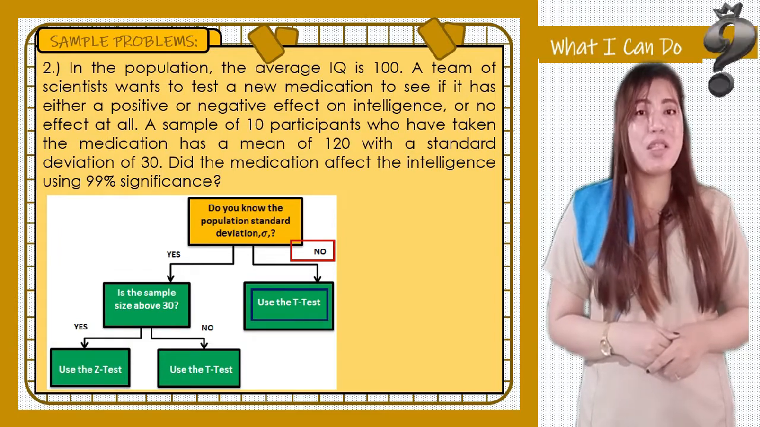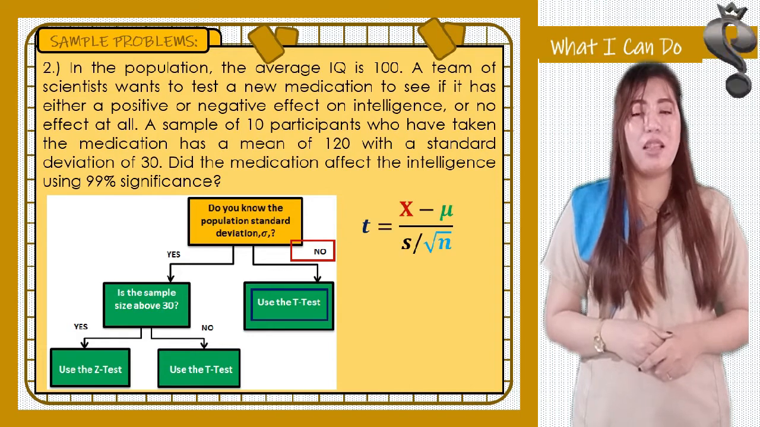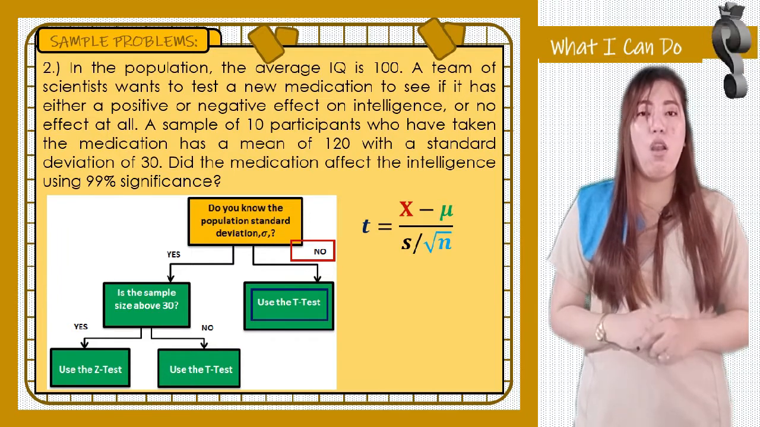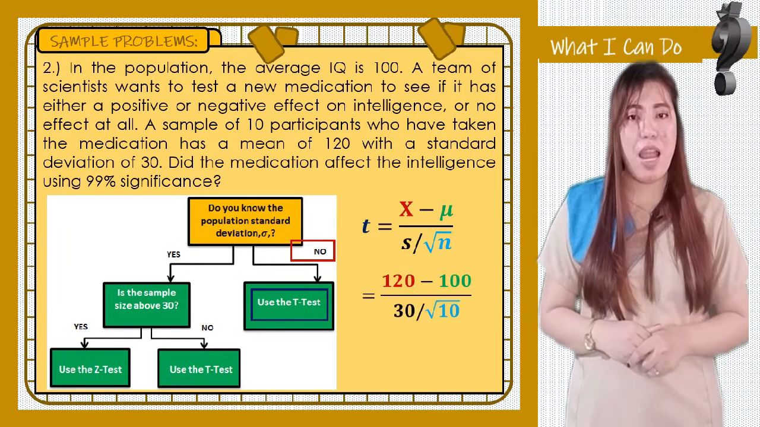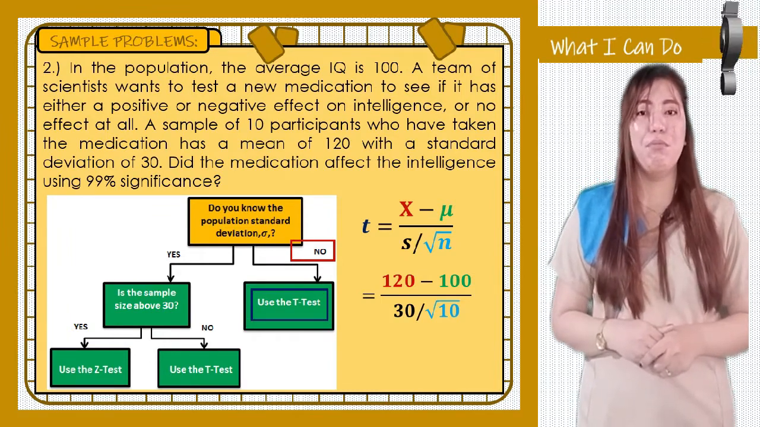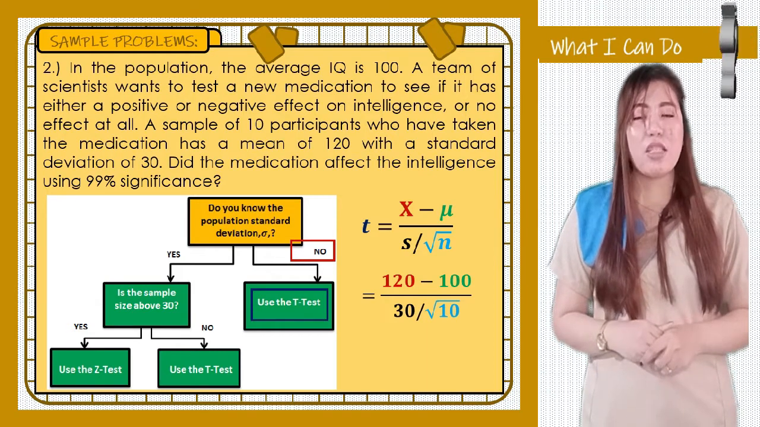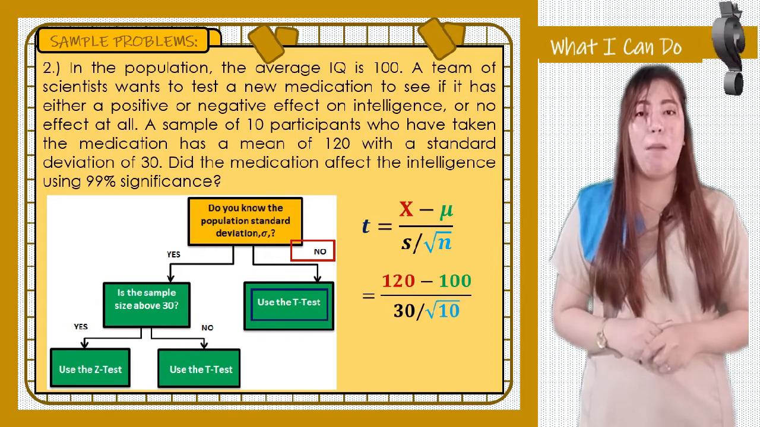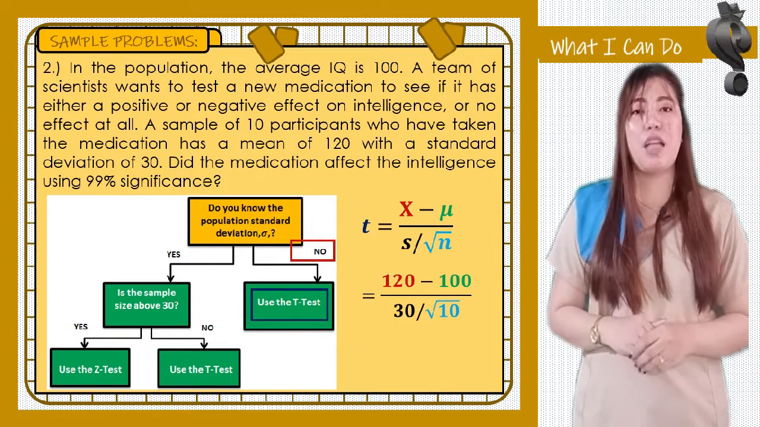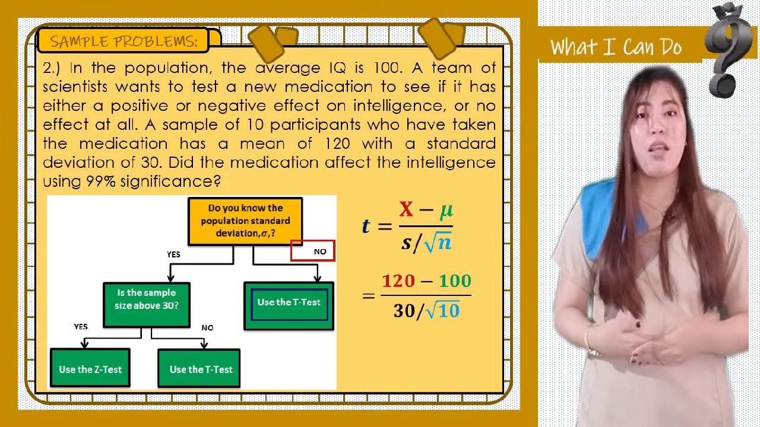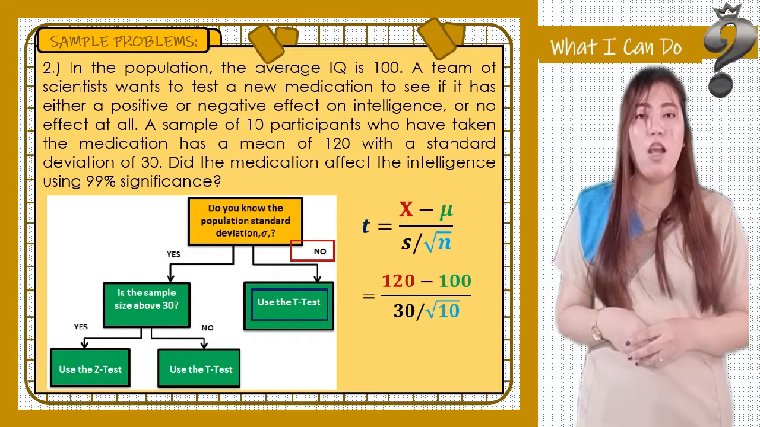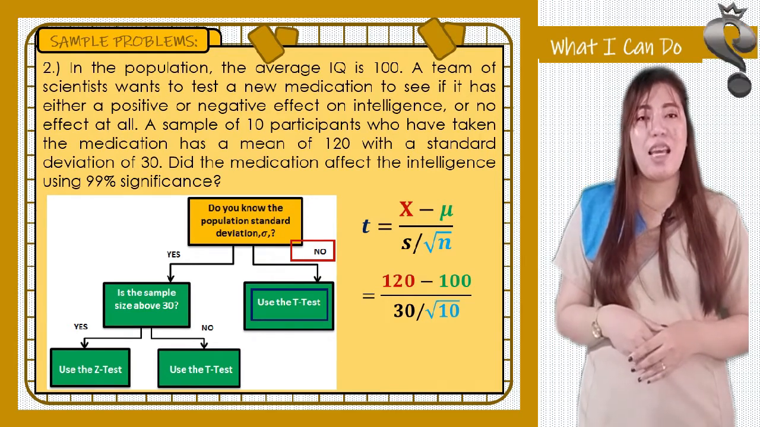Correct. We will use t-test statistic. Using the t-test formula, we have t is equal to x minus mu all over s divided by the square root of n. Substituting the given to the formula, we have t is equal to x, or the sample mean is 120, minus mu, or the population mean is 100, all over s, or the sample standard deviation is 30, divided by the square root of n, or the sample size is 10. What is the value of the computed test statistic?